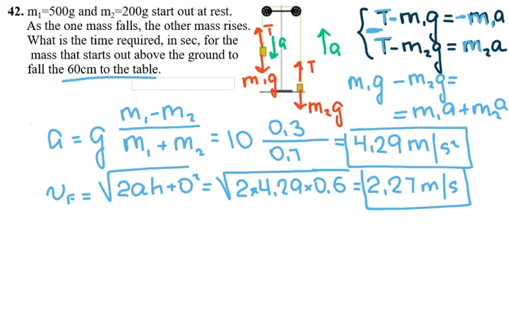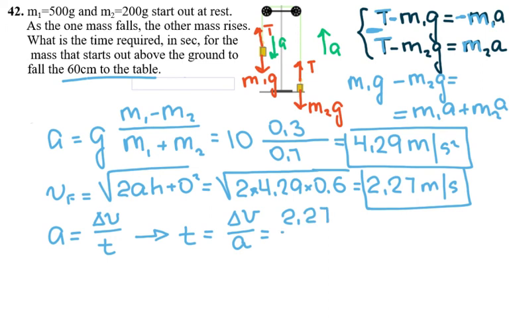And if I want to find the time, I can use the distance formula because the distance it travels is given, or I can use the acceleration formula. I'm going to use the acceleration formula. Acceleration is the change of the velocity divided by the time. So they ask me how long it takes. It's the time, which is the change of the velocity over the acceleration. The initial velocity is 0, the final velocity is 227, and the acceleration is 429.